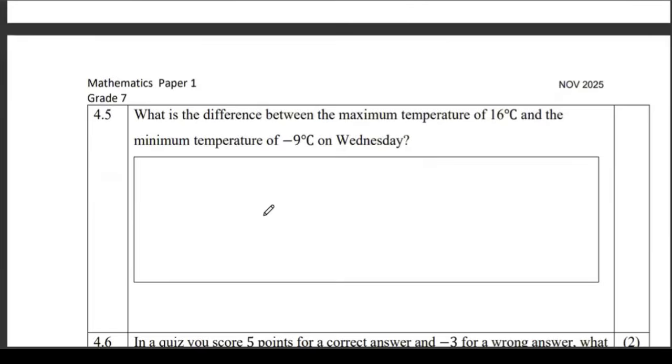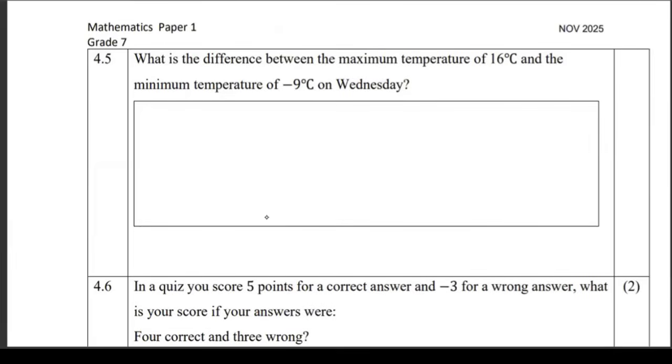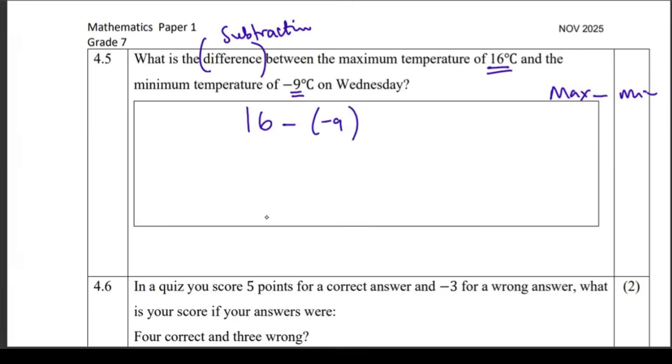All right, 4.5, what is the difference between the maximum temperature of this and the minimum temperature of this? Now, the word difference in maths means subtraction. Okay, so if we get the maximum minus the minimum, it's going to be 16 minus negative 9. So a negative and a negative together becomes a positive. Okay, 16 plus 9, we get 25 degrees Celsius.